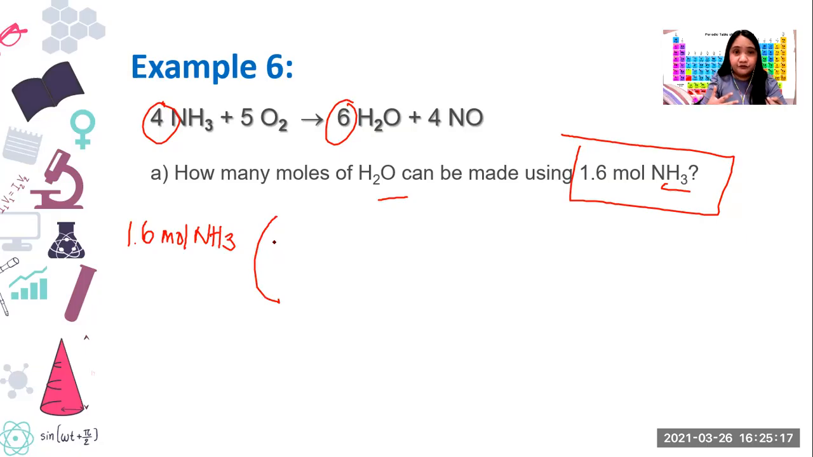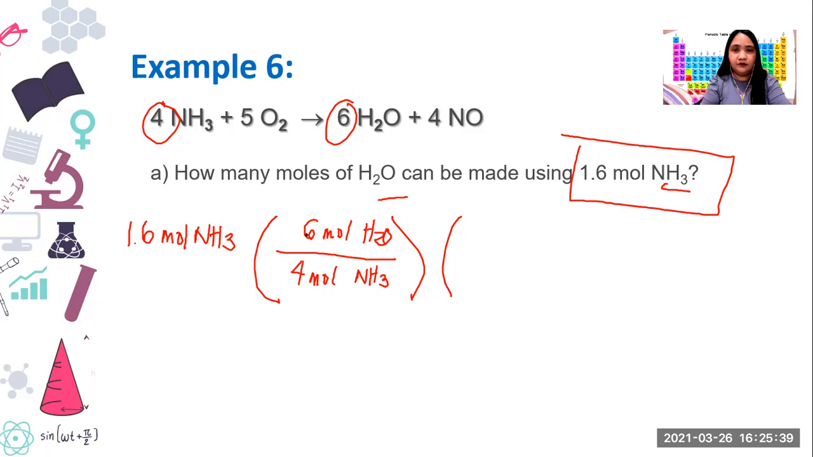We're looking for the moles of water. So get that molar ratio. NH3 is 4 moles and 6 moles water, right? And then we're still not finished. Okay, that's it, I believe so, because we're just looking for the moles of water. So let's cancel this mole of NH3. And then that's it.